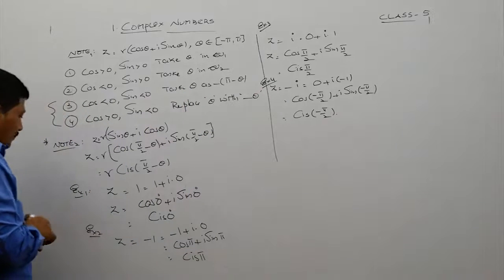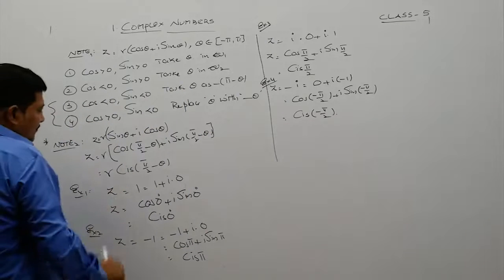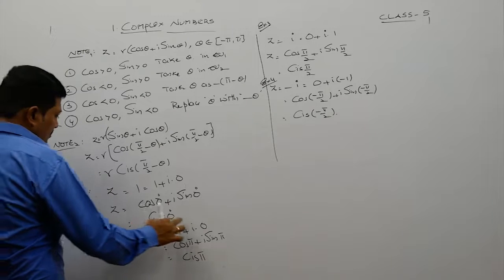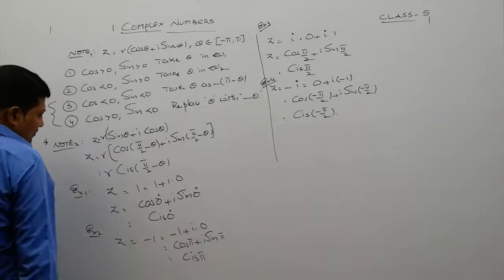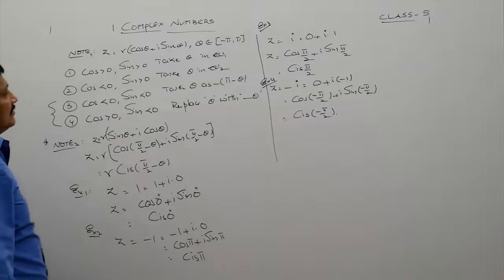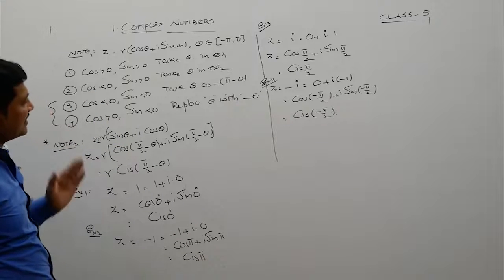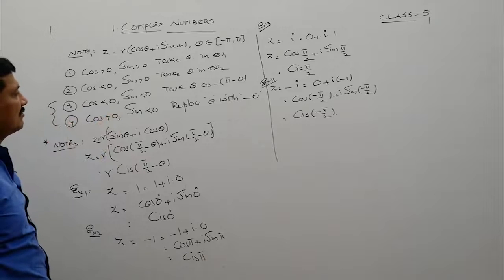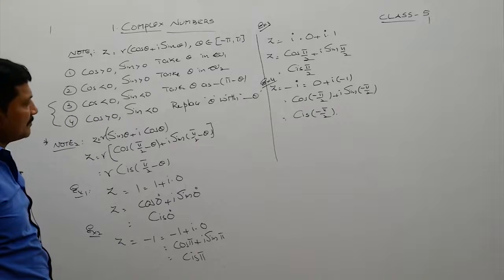So these are called the fourth roots of unity. The first one is 1, which is equal to cis 0, and the second one is minus 1, that is equal to cis pi, and the next one is i, that is equal to cis pi by 2. The next one is minus i, that is equal to cis of minus pi by 2.